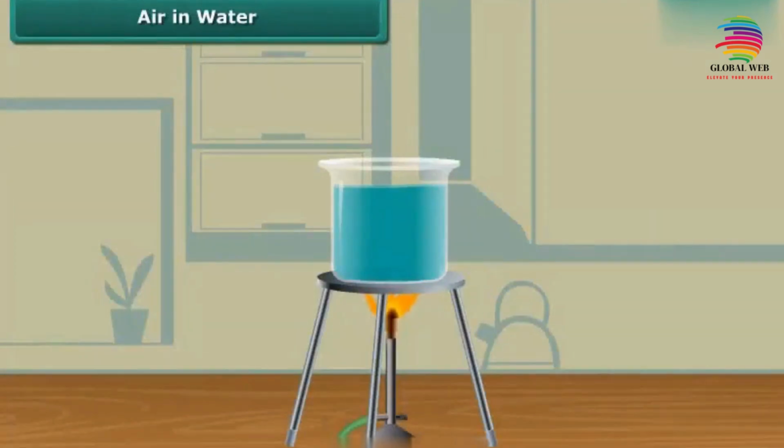Take some water in a beaker. Heat it to boil. Can you see the bubbles coming out? Where are these bubbles coming from? These are coming from water only. Air remains dissolved in water at normal temperature, so we can't see it. When water is heated, the dissolved air comes out as bubbles.